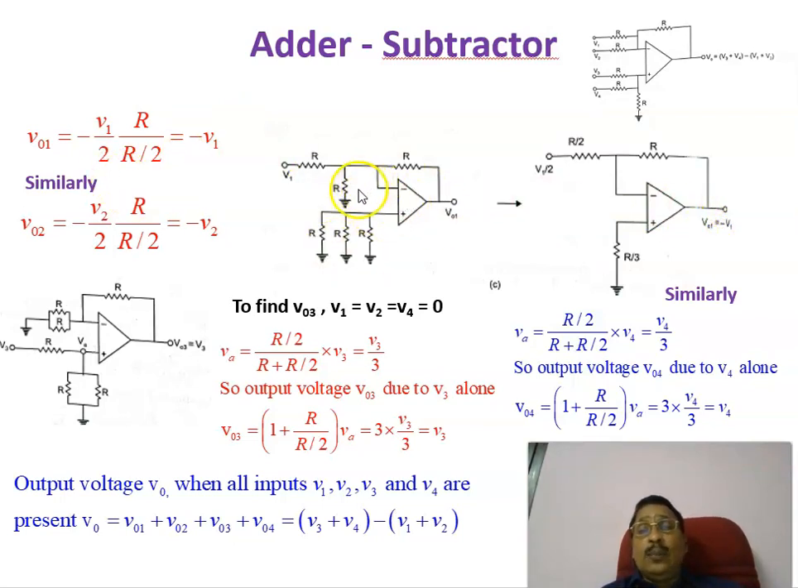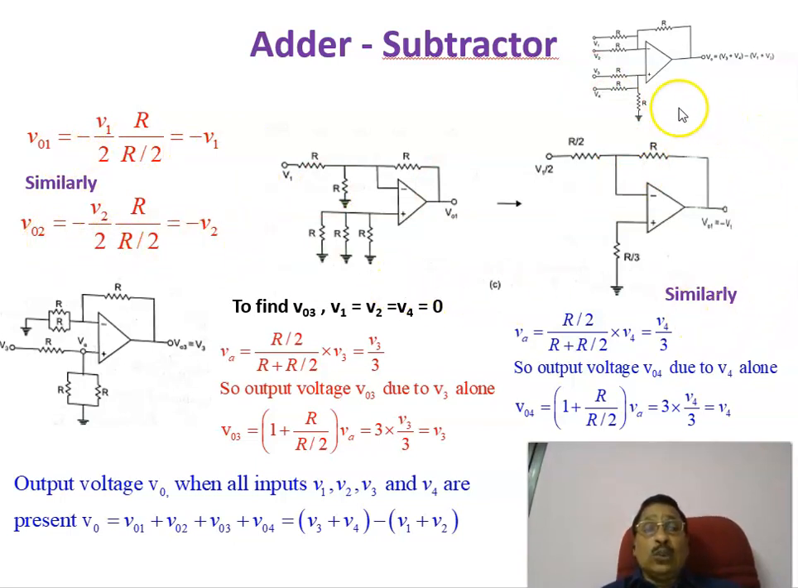By the same argument, when V2 is present, you ground all other inputs. In the same method you will get V02 equal to minus V2. When V2 alone is present, all others are grounded, and the same way you can calculate the output, which is equal to minus V2. Therefore, V01 is obtained when only V1 is present and all others are grounded, and V02 when only V2 is present and all others are grounded. You get V01 equal to minus V1, and V02 equal to minus V2.